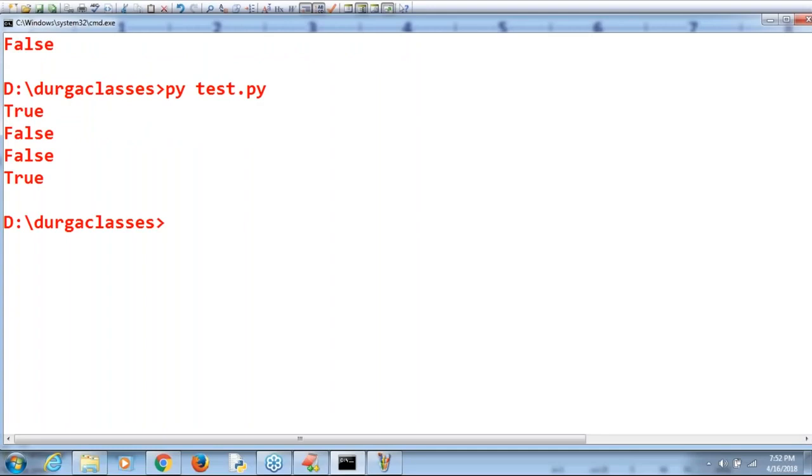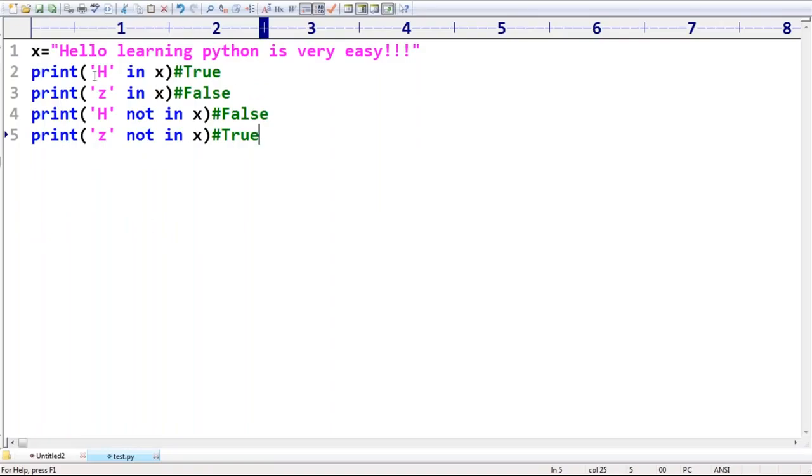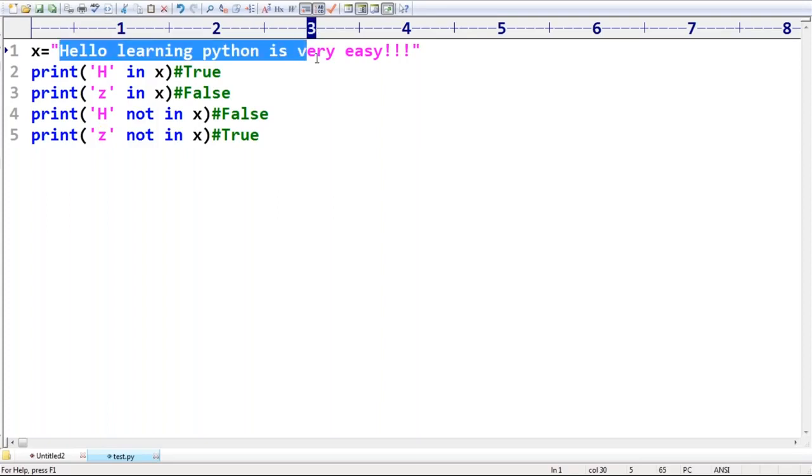How does it work internally? Either h is there or not, it is always going to search. Yes, h is already there. Next, z: either z is there or not? It is always going to search character by character, from beginning to end. If it is a string, sorting or something like that won't be there. Clear?